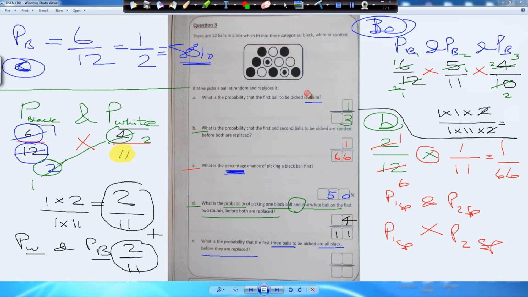What did we say 1 times 11 was? 11. So 1 times 1 on the top was 1, and 1 times 11 was 11. So question 3E is 1 over 11. That's the end of that question. Let's put the answer down here.